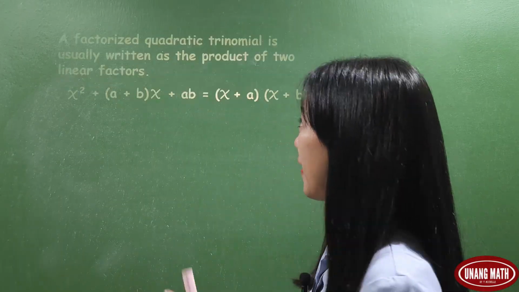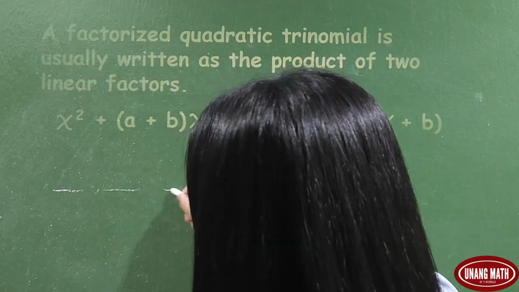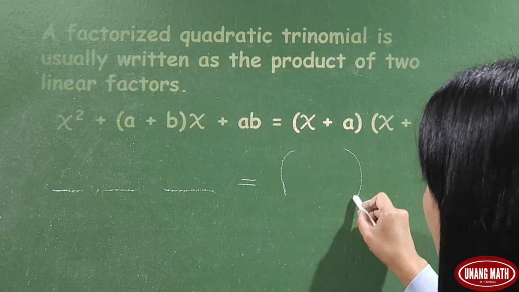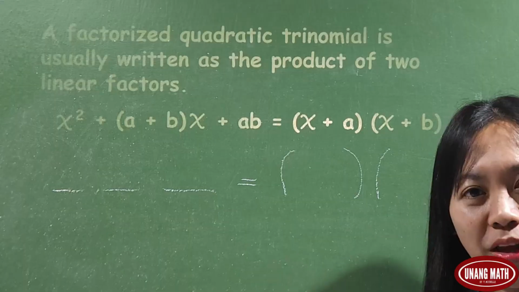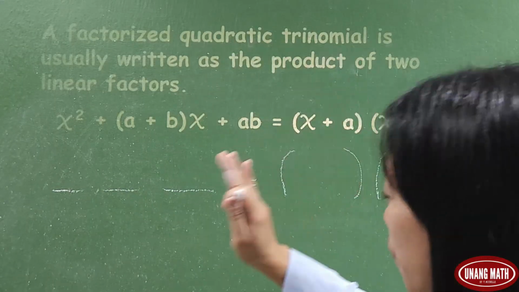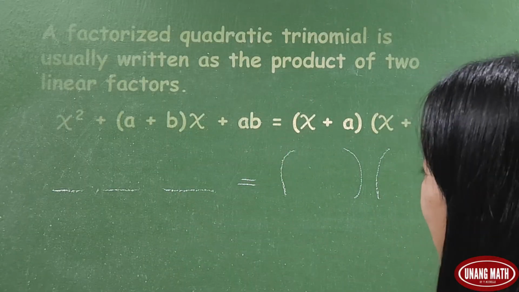You already know that if it's a quadratic trinomial, then it has 3 terms. And if we factor this out, it would be like this. Perfect square trinomial is also a quadratic trinomial. So if we are going to factor it out, then it would also be like this.